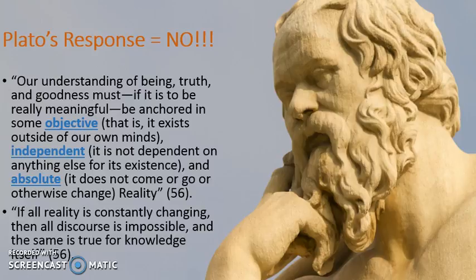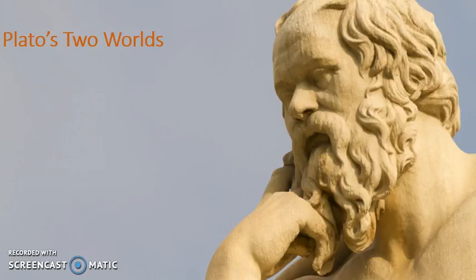He believed that if all reality is constantly changing, then all discourse is impossible, and all knowledge is impossible because there is nothing universal or lasting that is worth knowing. This led to Plato's philosophy of there being two worlds. Yes, everything in our world is changing, but there has to be something absolute. And we know that that absolute thing is not located in our world, so it has to be located someplace else.